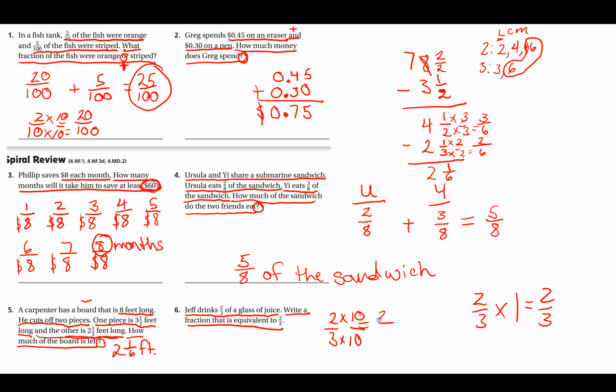So 2 times 10 is 20 for my numerator. 3 times 10 is 30 for my denominator. So that would be one example of a correct answer, but this problem has many correct answers.